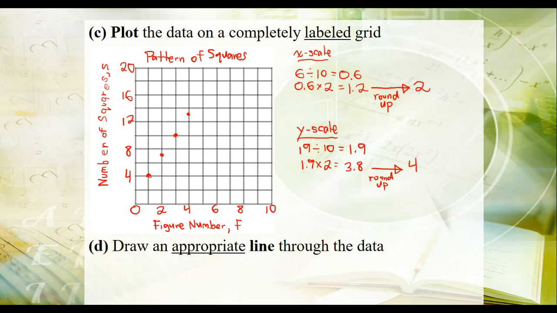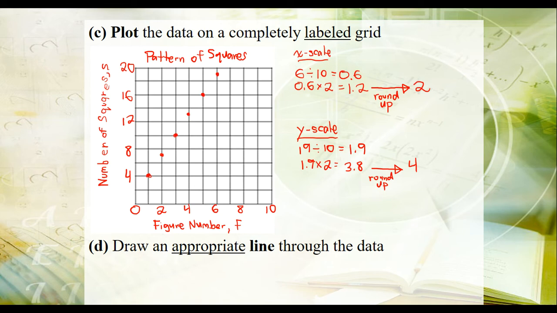Then we have 5 and 16. So 5 and then 16 would be all the way up at the top here. And then we have 6 and 19. So 19 would be located up here. Okay, so now that's my points plotted. Now draw appropriate lines through the data.